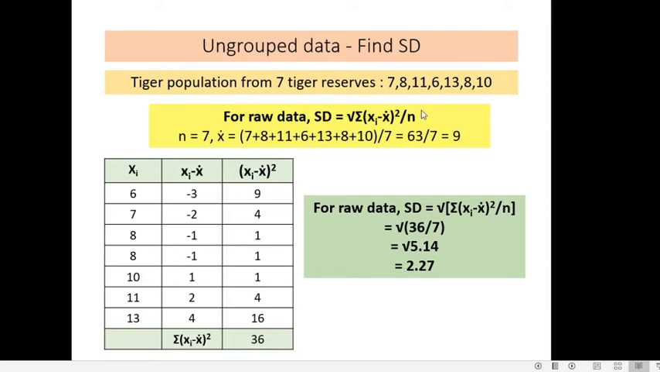If you are having such raw data and are asked to express the average, then the average or mean is expressed as mean plus or minus standard deviation. That means the mean is 9 and we express it as 9 plus or minus 2.27. So that is how much each value differs from the mean. So that is what is called standard deviation.